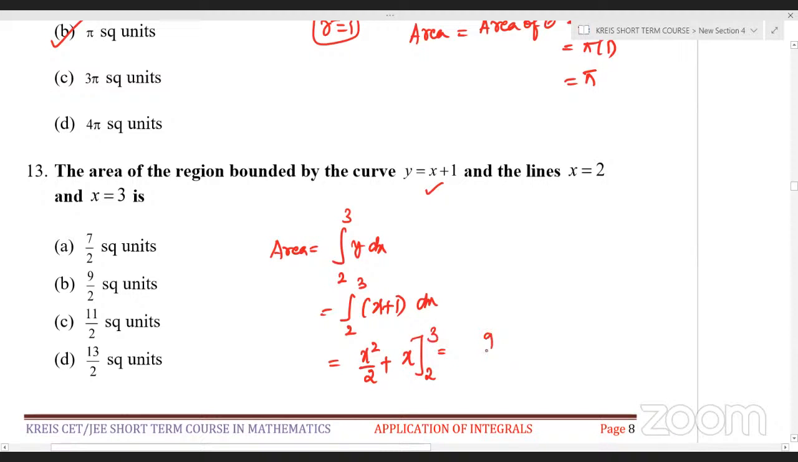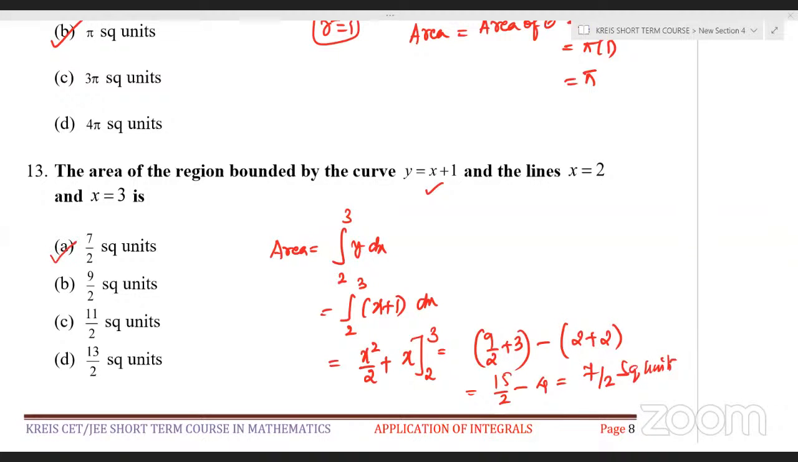At the upper limit, that is 3 square, 9 by 2 plus 3, and at the lower limit it is going to be 2 square, 4 by 2, which is 2, plus another 2. So 6 plus 9 by 2 is 15 by 2, minus 4. 15 minus 8 gives you 7 by 2 square units. The correct answer for this is option A.